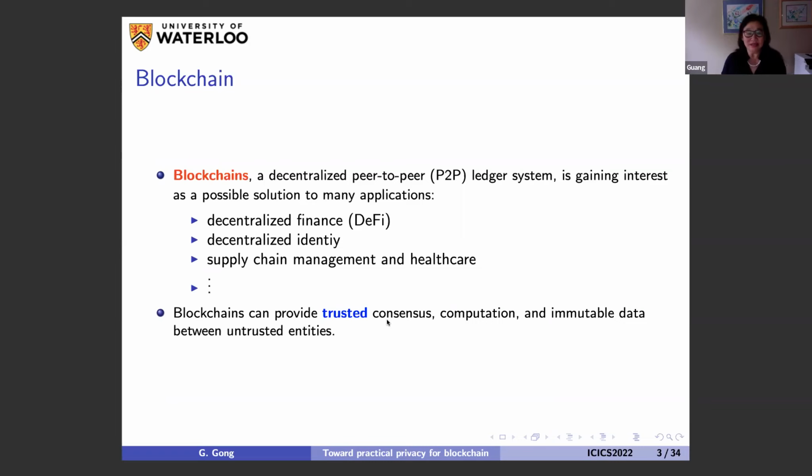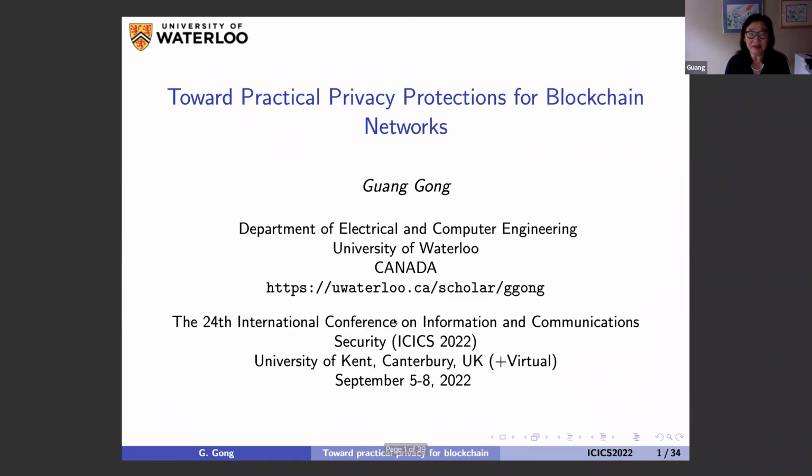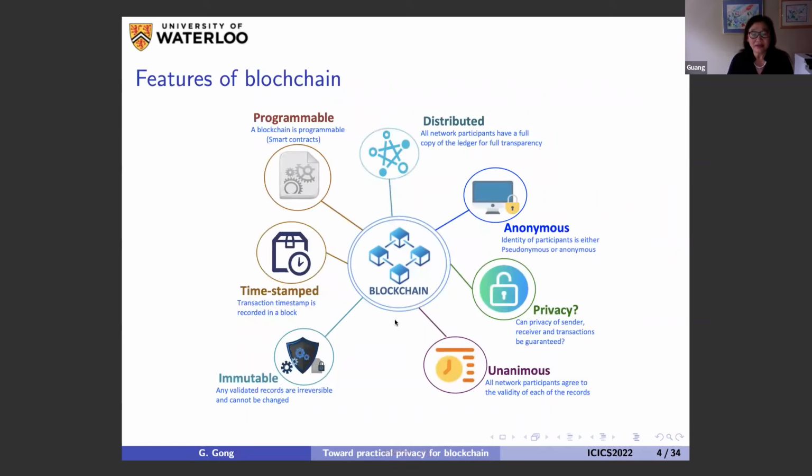The reason people or governments come to this point is that the blockchain can provide trusted consensus and trusted computation, and also immutable data between untrusted identities. So this is a figure showing what properties the blockchain could offer.